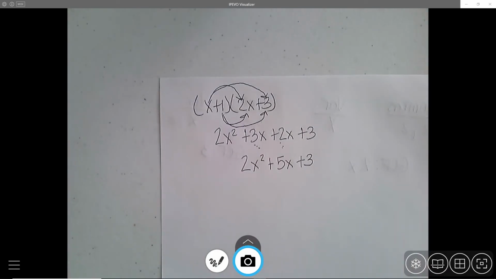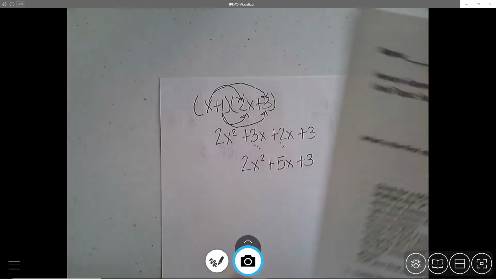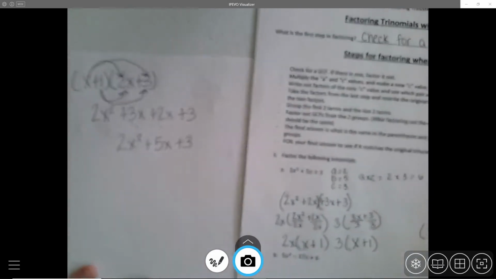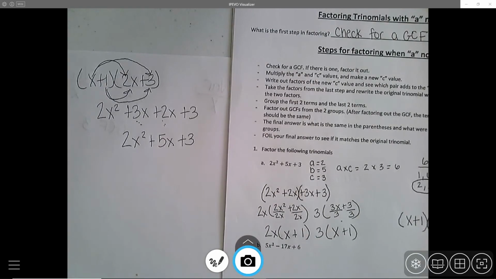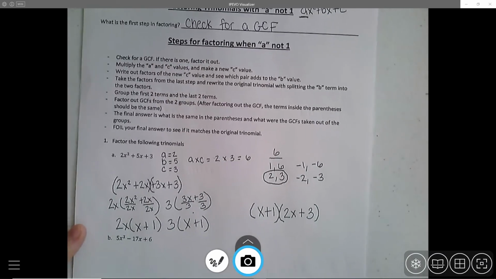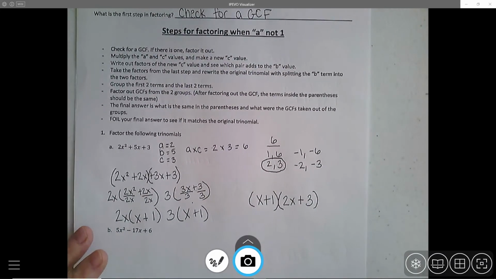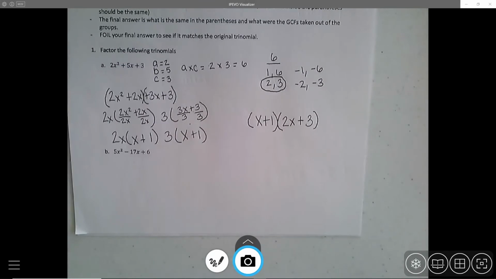Once you FOIL, you should get back to this original trinomial that was at the beginning. That's my final answer. These problems just take time to make sure you're doing all the steps. It looks like a whole bunch up here, but the more times we practice it, the better and easier I think it gets. So let's go down here to the next one.